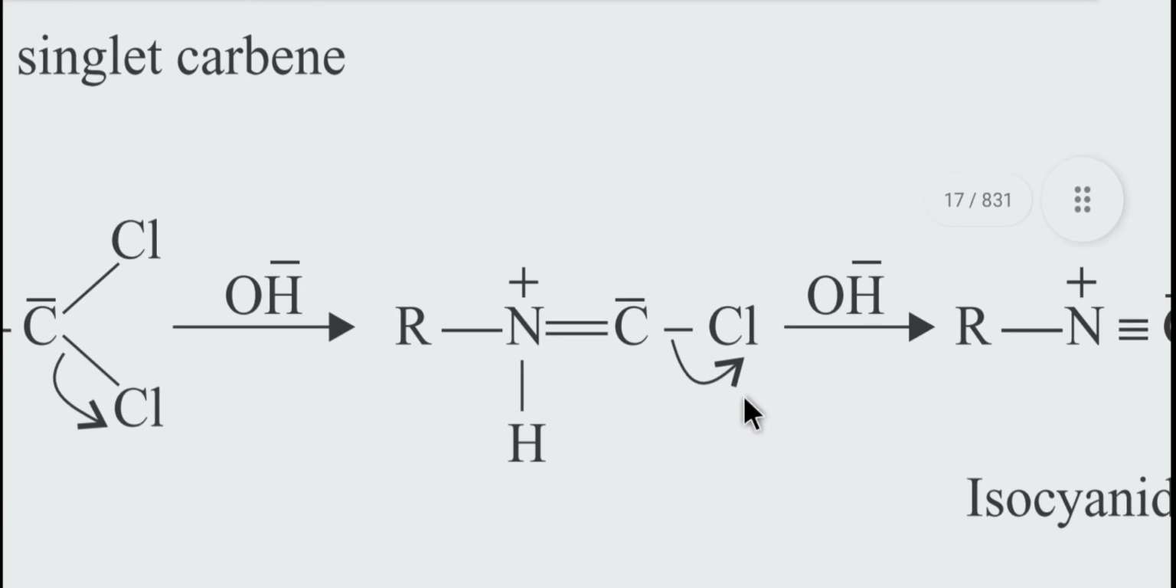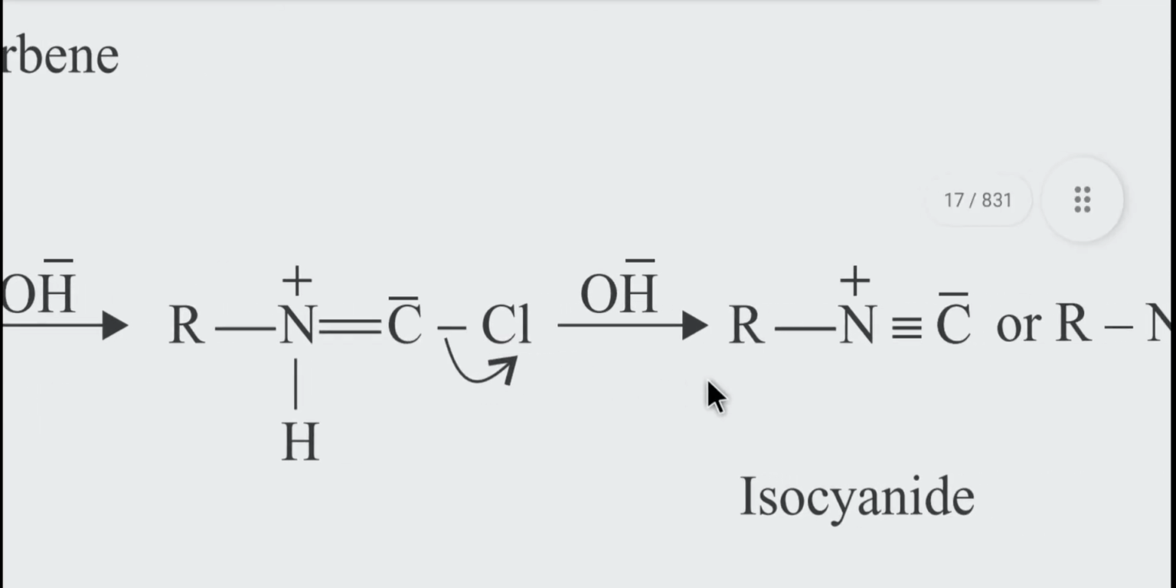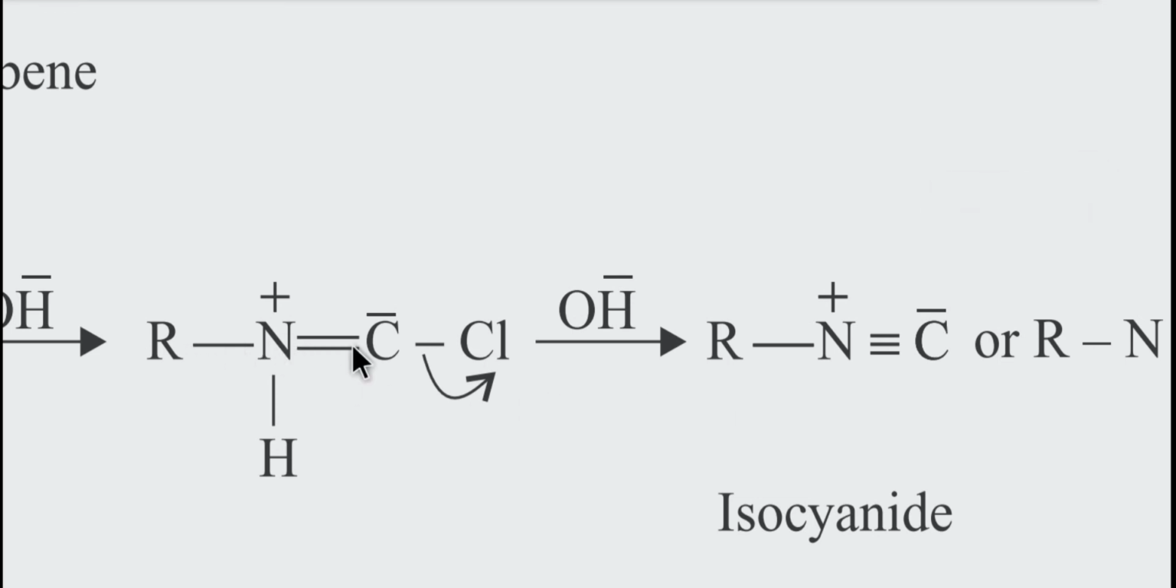Once again the same mechanism repeats. Another strong base will attack this hydrogen. The bond shifts here and a triple bond is produced between nitrogen and carbon. The bond between carbon and chlorine breaks and goes away with potassium as potassium chloride. So a new compound is produced: R is bonded with nitrogen, and nitrogen is triple bonded with carbon.